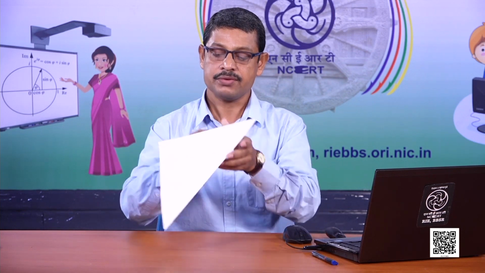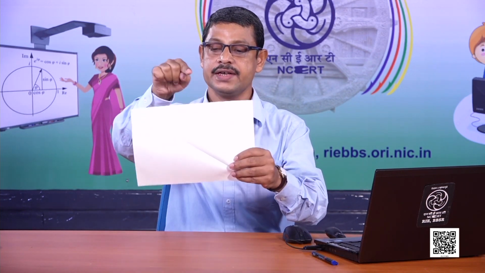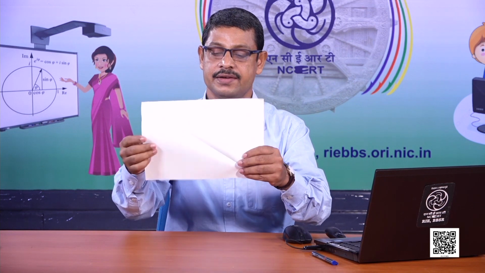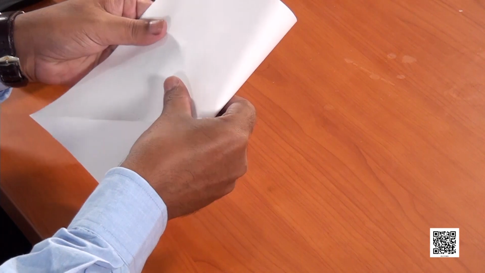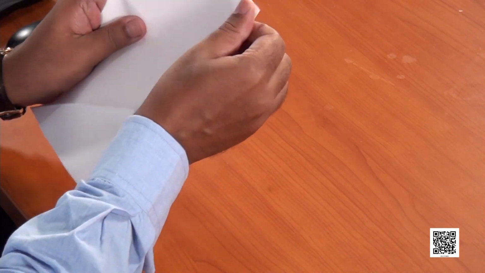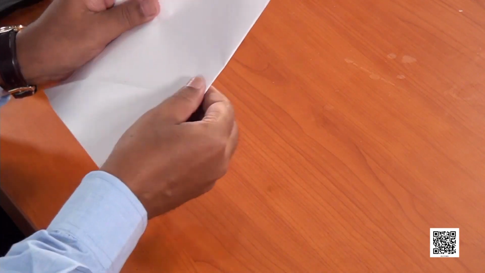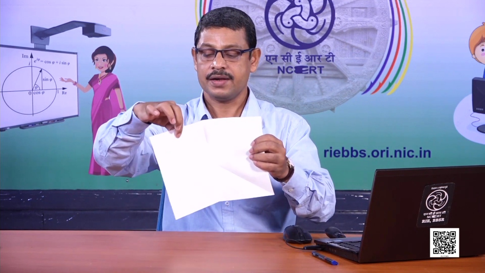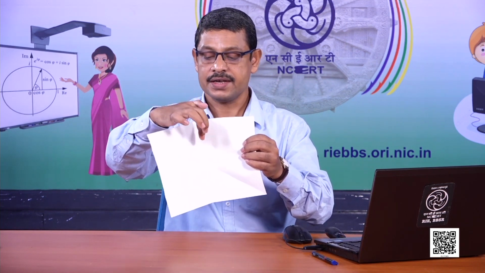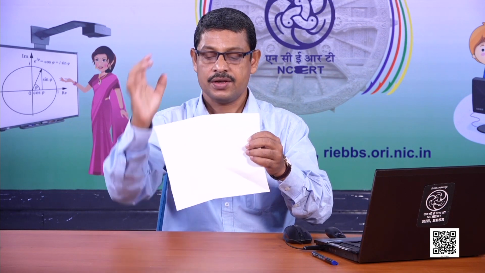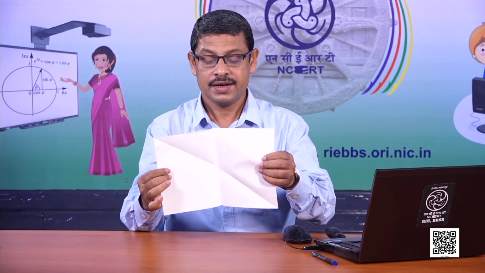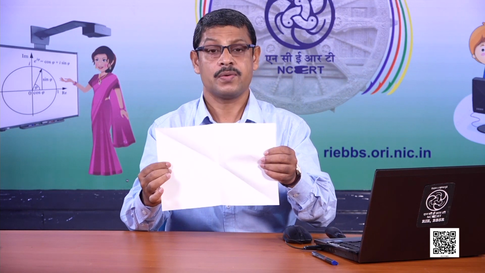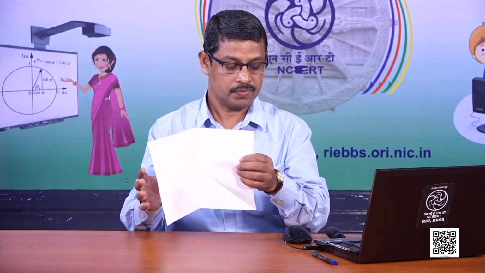So, now see, I am folding it along this line, along the length. Now see, I am getting two equal parts. This part equals this part along this line, along this crease. So, what about this? Now, these are mirror halves. So, what are mirror halves? Let us know.